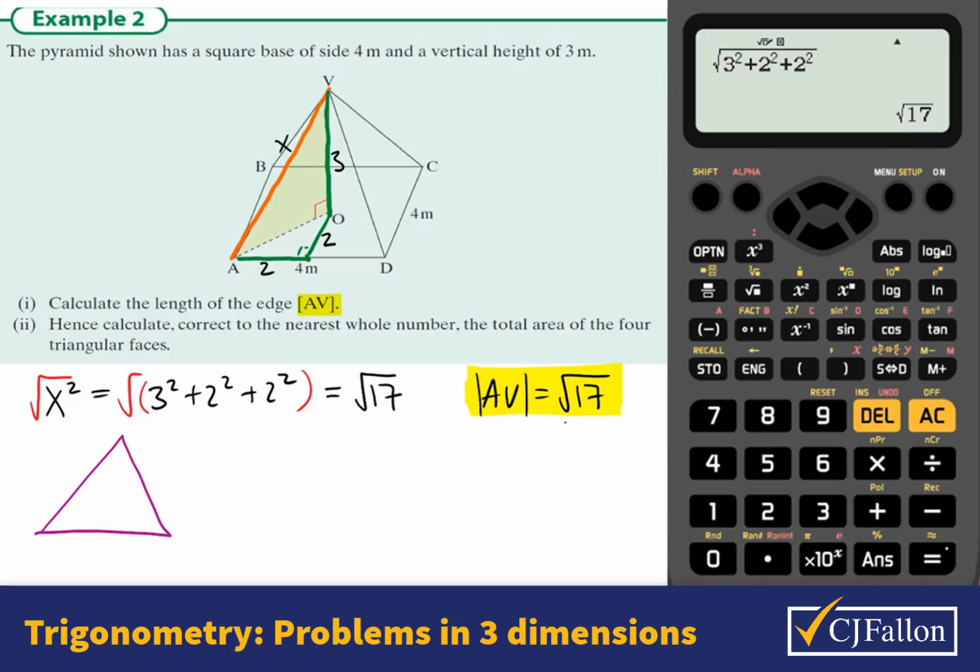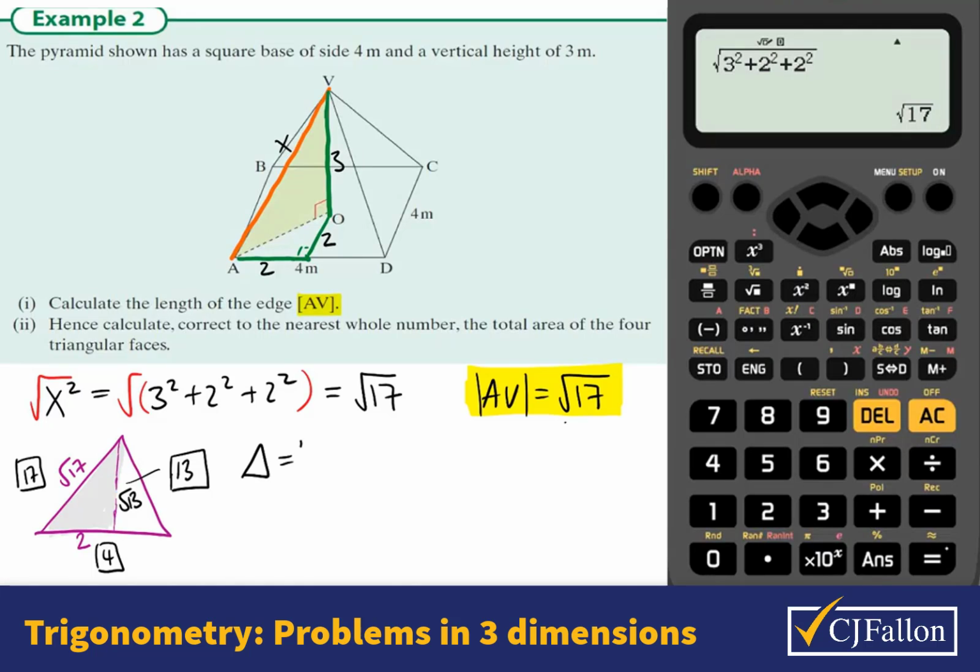I'll draw one of them here. It's isosceles. We know its slant height is root 17 on both sides. It has a base of 4. If I break it in half, I could turn it into this right-angled triangle with a side of 2 and root 17. Using Pythagoras' theorem on this, we can see that the other side is the square root of 17 take away 4, which is root 13.